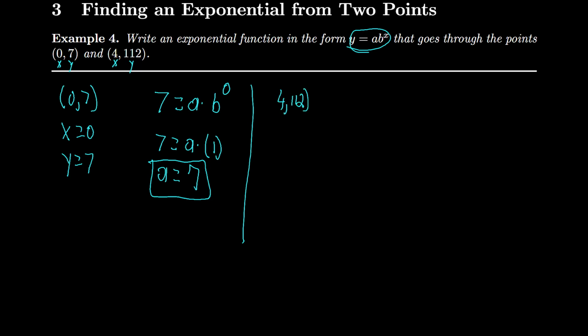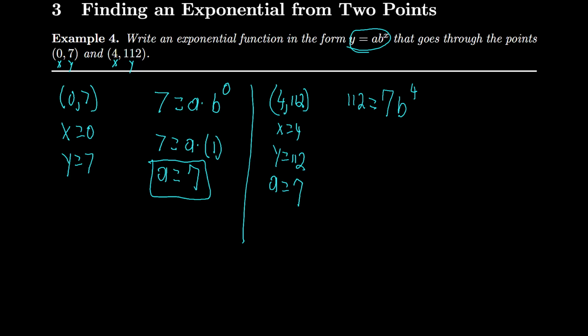(4, 112), that is x equals 4 and y equals 112, and we also now know that a equals 7. We're going to take all of this information, and we're going to plug all of this into this same form again. So this time, our y is 112 equals, now we know what a is, 7, times whatever b is, that's what we're going to solve for, to the x, which is 4th. And now we're going to solve this for b.